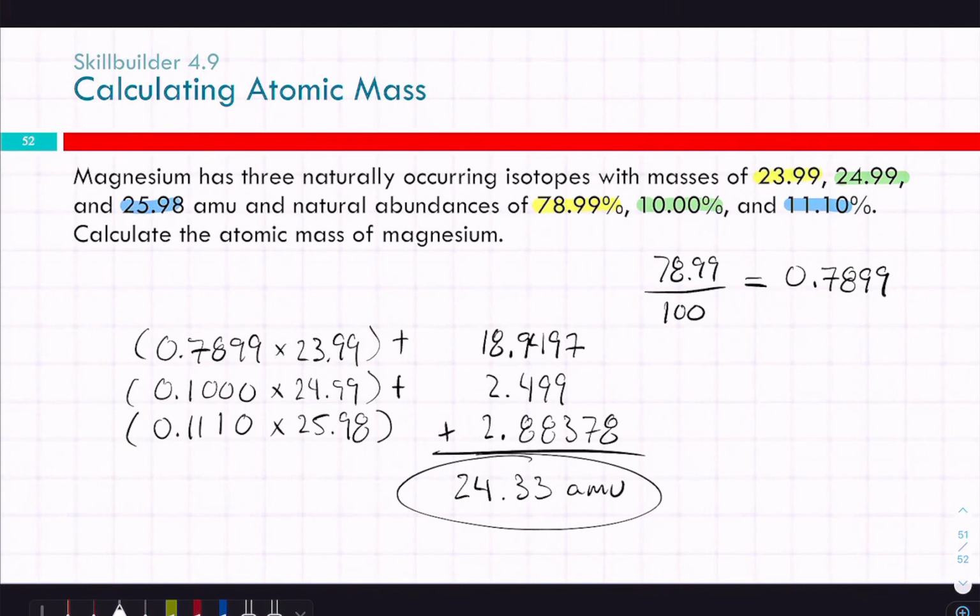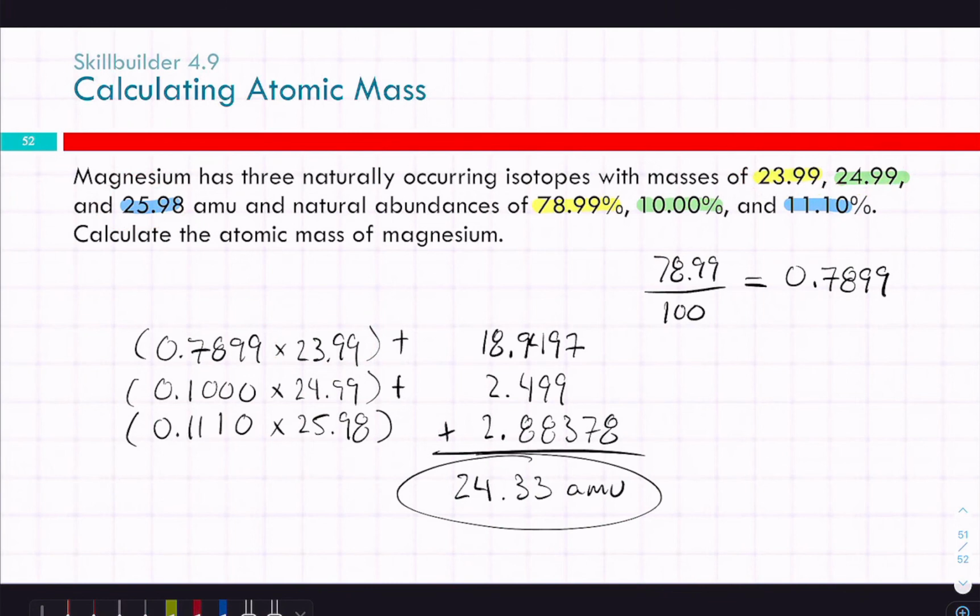So your percentages should always add up to 100%. Proportions will always add up to 1. And when you do an atomic mass calculation, if you're doing it correctly, you're always going to get a number that is similar to the atomic masses of the isotopes. If you get a really big number or a really small number here, then you've done something wrong.